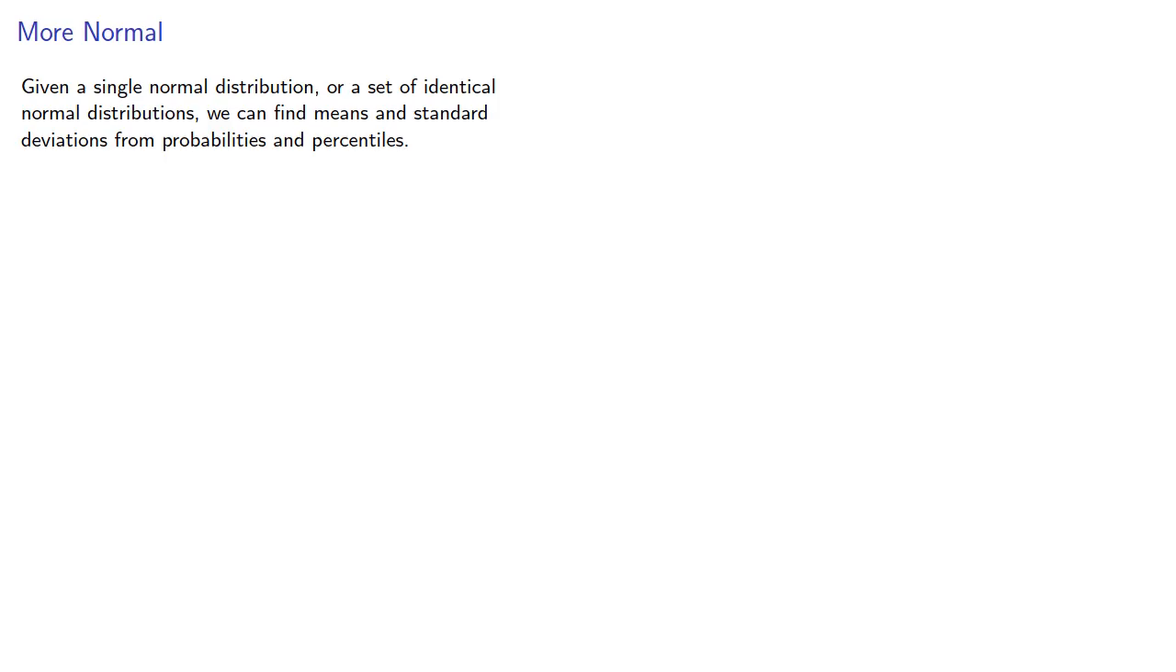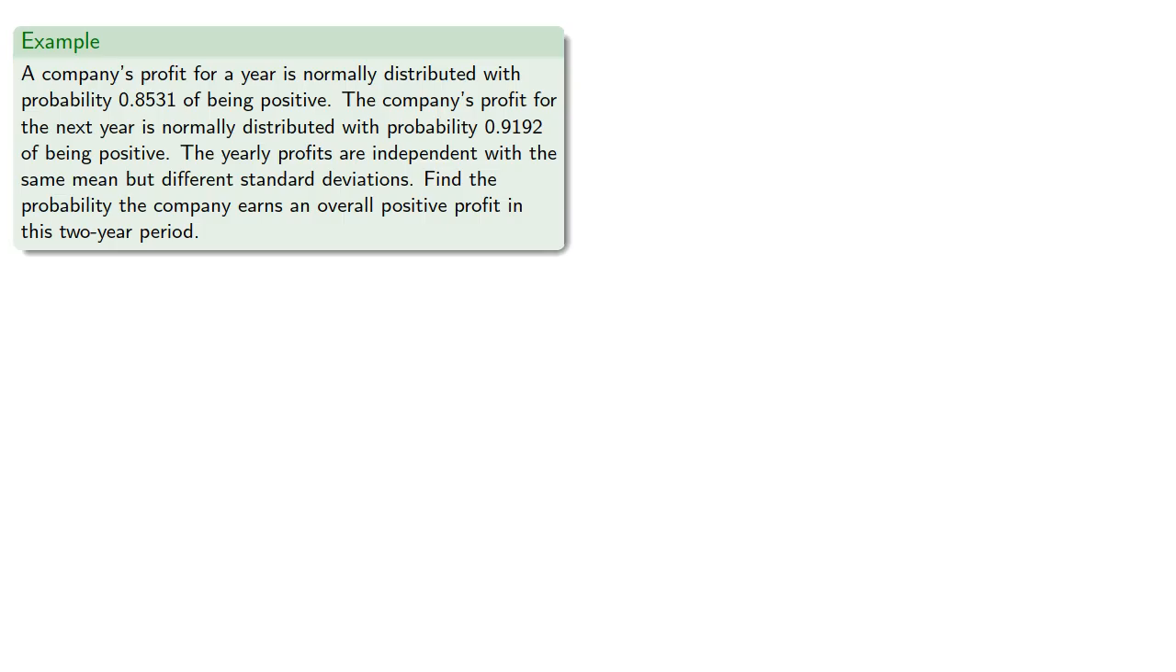Given a single normal distribution, or a set of identical normal distributions, we can find means and standard deviations from probabilities and percentiles. But what if we have normal distributions that don't have identical means or standard deviations? For example, suppose we have a probability of a positive profit and the probability of a profit in the next year. If we assume the yearly profits are normally distributed with the same mean but different standard deviations, can we find the probability that the company earns an overall positive profit during the 2-year period?